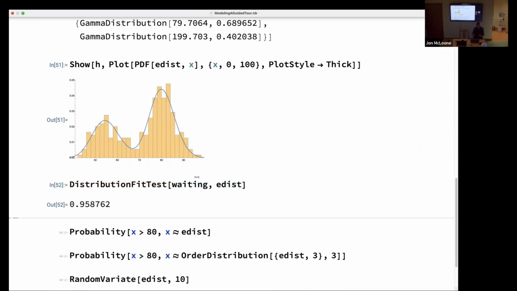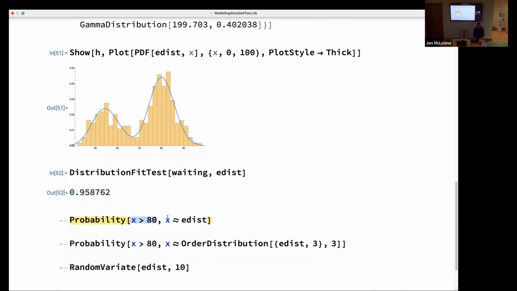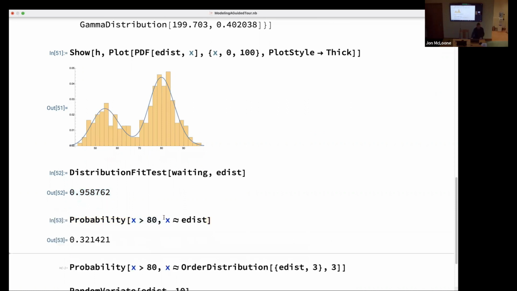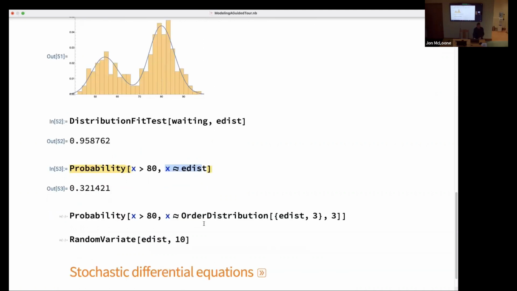If we get a small number here, we should reject it, because I might have picked a model that simply can't fit the data. If I said, oh, it's obviously one square wave, well, it isn't. That would fit very poorly. But it's saying here, this is plausible. This is a pretty good fit. The closer to 1, the better. The closer to 0, the more likely we want to reject the idea. We can ask the probability of how likely am I to wait more than 80 minutes, given that that wait time is coming from my new distribution, and there's 32%.